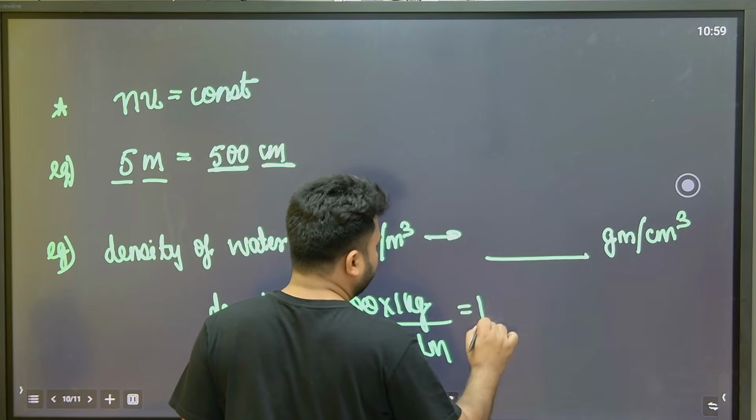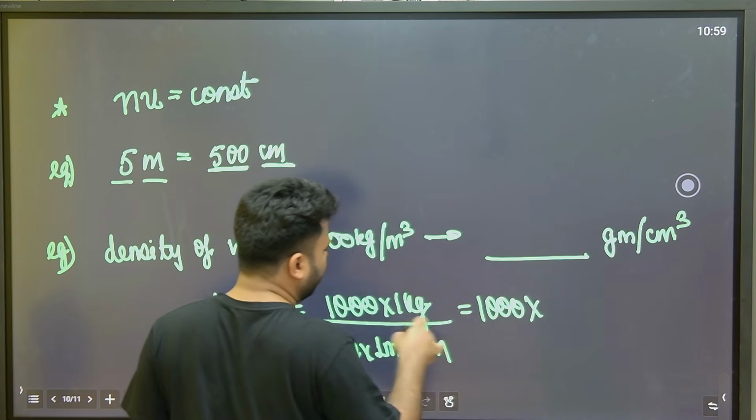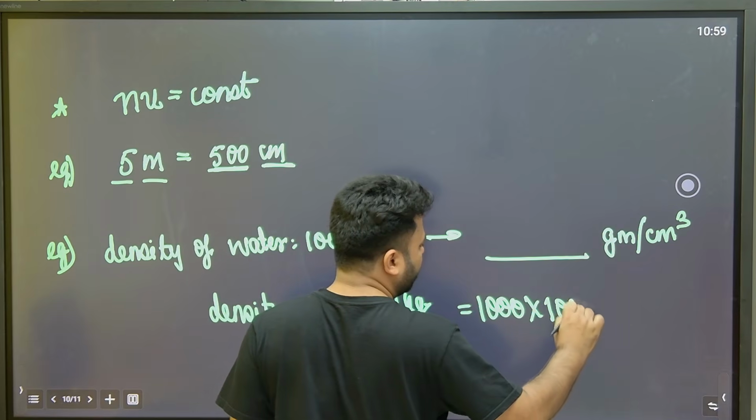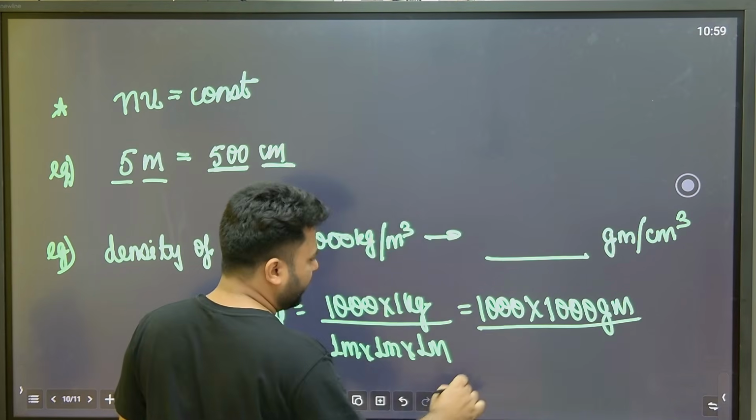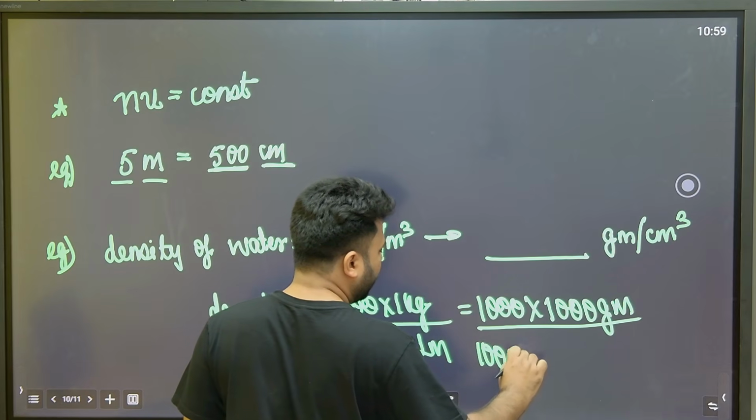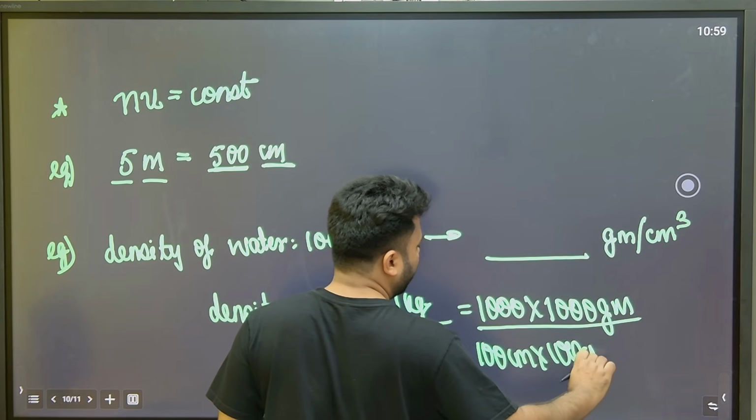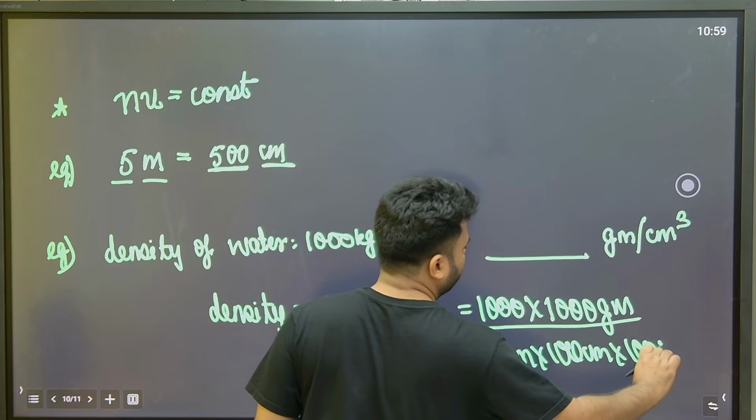Now 1000 kg, 1000 into 1 kg, can I write as 1000 gram? 1 kg is 1000 gram. 1 meter is 100 centimeter. Again 1 meter is 100 centimeter. Again 1 meter is 100 centimeter.